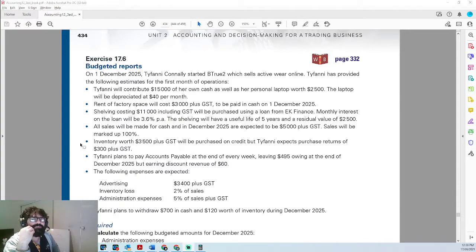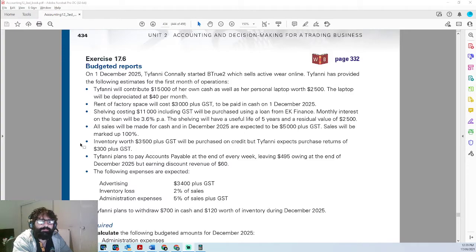Rent of factory space will cost $3,000 plus GST. So that's per month, it looks like, and that's going to be paid on the 1st of December. Shelving cost $11,000 including GST, so $10,000 plus GST. No, that's purchased using a loan from EK Finance. There we go. Monthly interest on the loan will be 3.6% per annum. The shelving will have a useful life of 5 years and a residual value of $2,500.